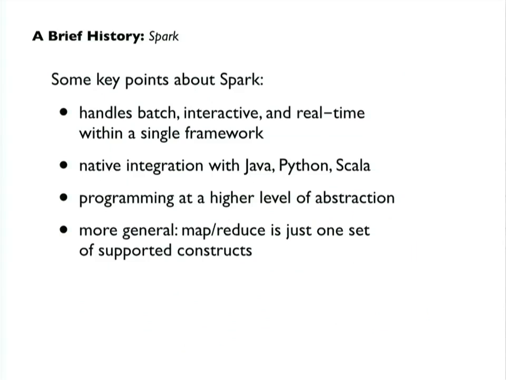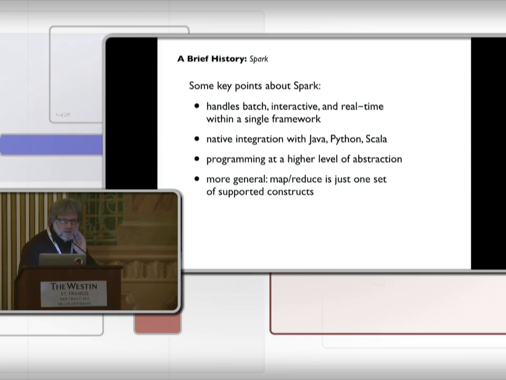So some key points about Spark. This has been covered in a lot of detail. I'm just going to touch on some of the high points. But definitely it handles batch, interactive, real-time, all within a single framework. That should be updated to talk about machine learning and SQL, et cetera. There's native integration with Java, with Python, with Scala, now with SQL, work in progress on R. I heard yesterday about a project involving Clojure. So there's a Clojure DSL as well. I think it's called Flambo.